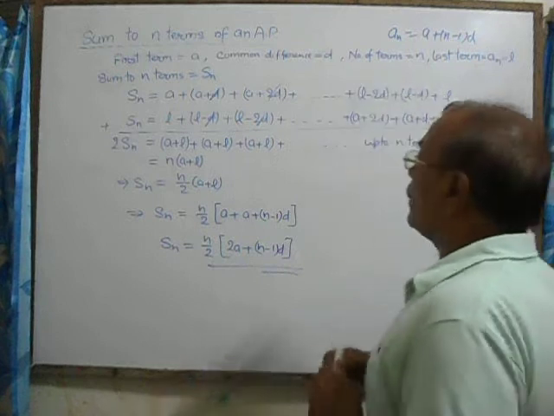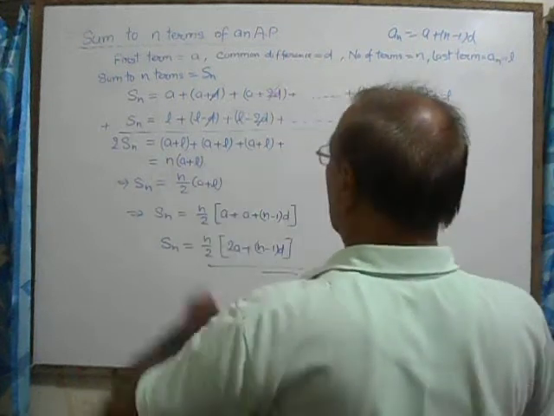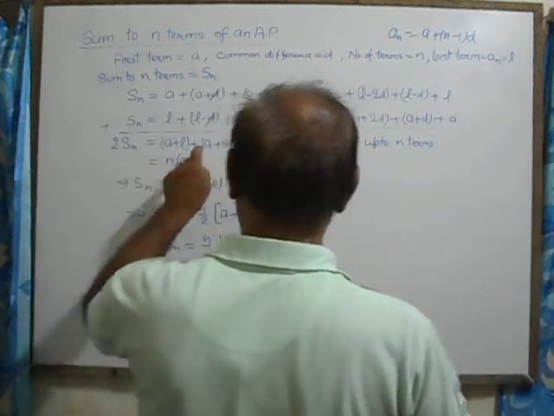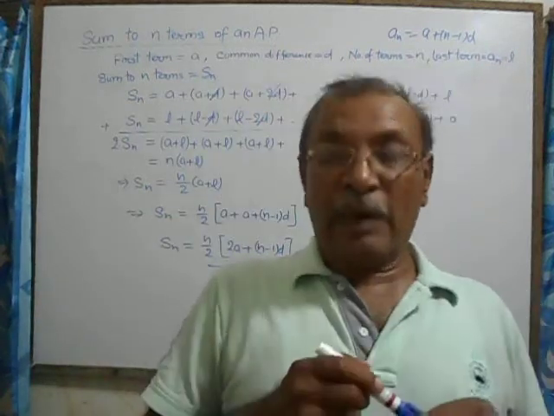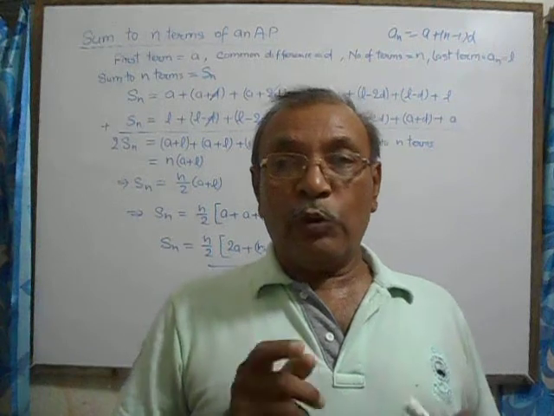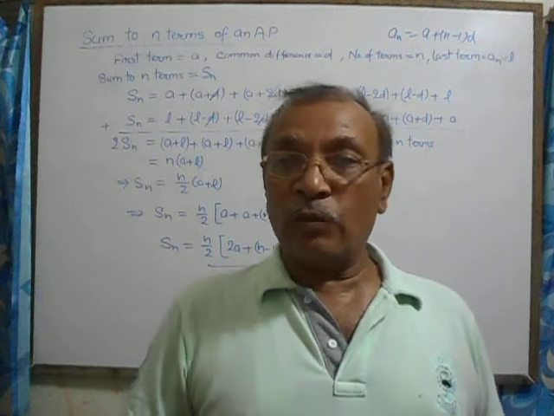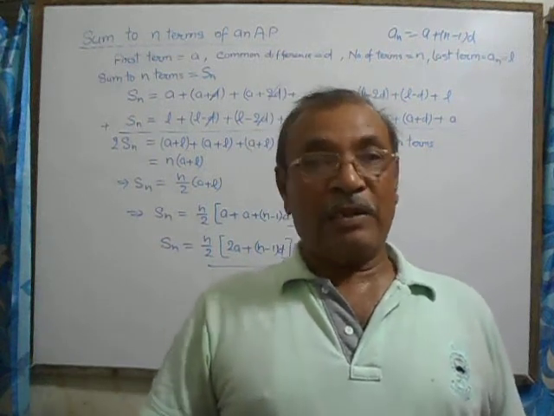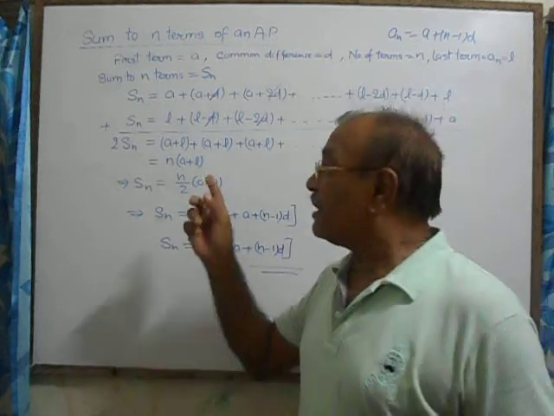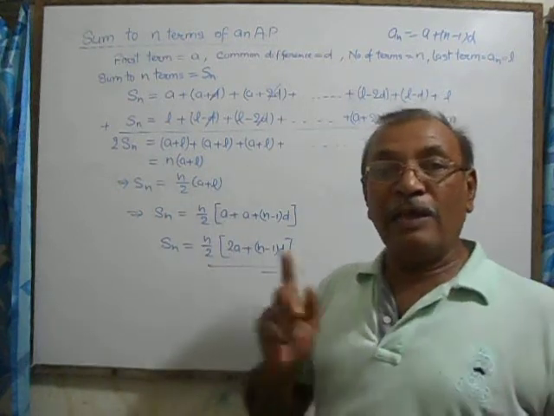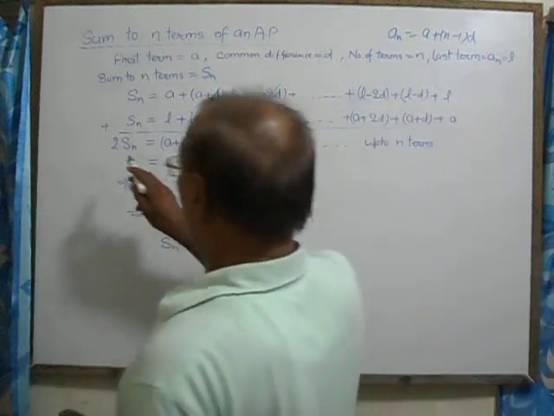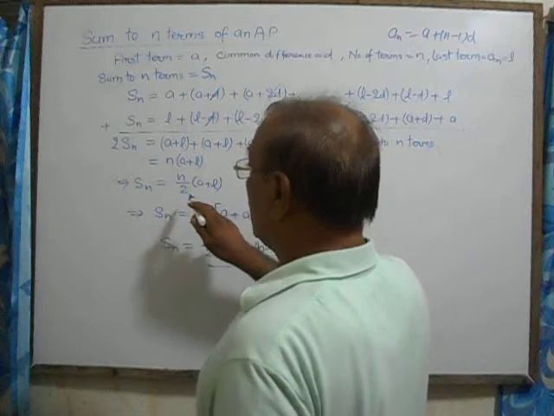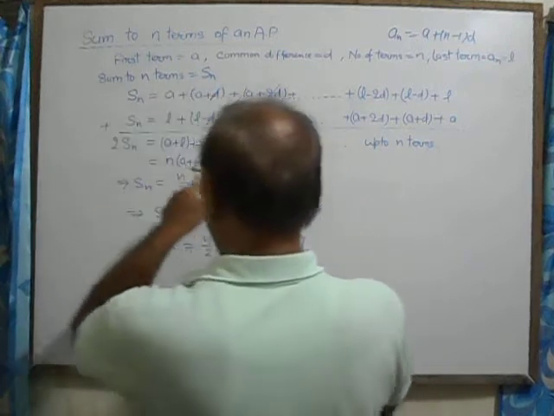Adding all these terms, we will get n into a plus L. You know, if we add any number 2 times, if you add a 2 times, we write 2a, a 3 times, we write 3a. So adding a plus L up to n terms, we get n into a plus L. Now 2 is brought here: Sn equals n by 2 into a plus L.